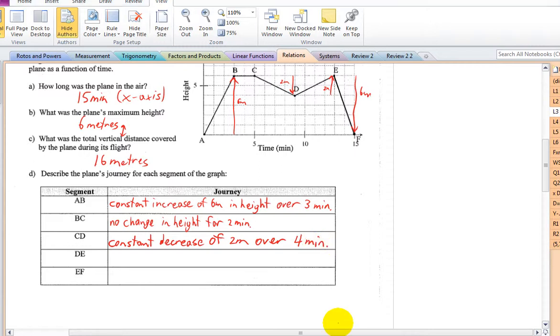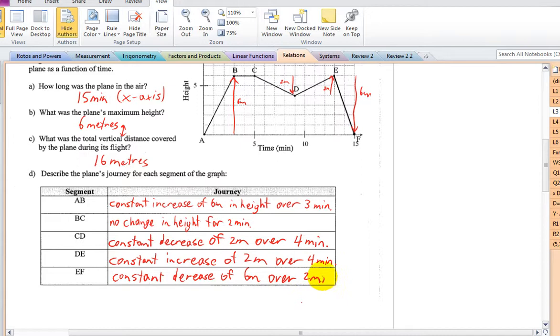Okay, you do D and E. Go. So DE, you should have a constant increase of 2 meters over 1, 2, 3, 4 minutes. And EF, constant decrease of 6 meters over 2 minutes.